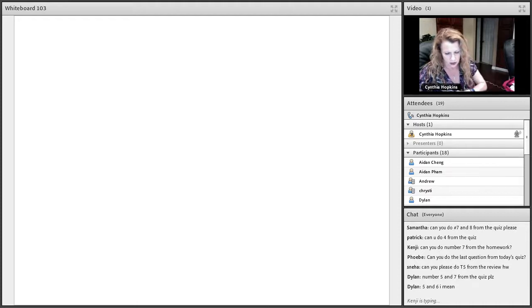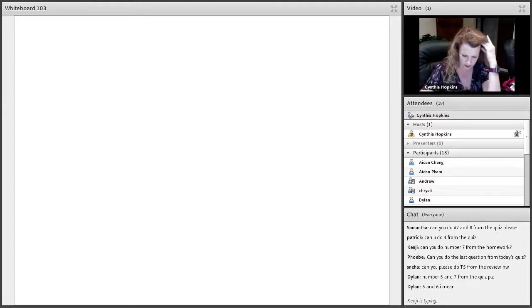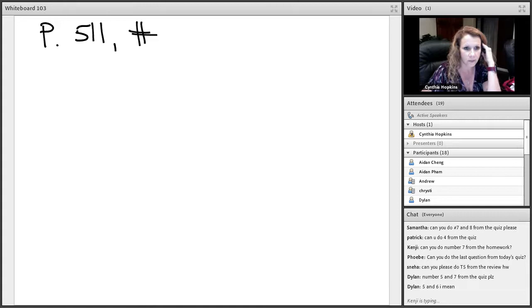All right, chapter 9, T5. Okay, T5 says in the directions, transform the equation by completing the square, then sketch the graph. All right, let me label that this is page 511, number T5.